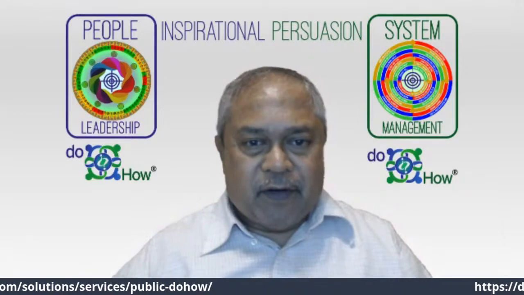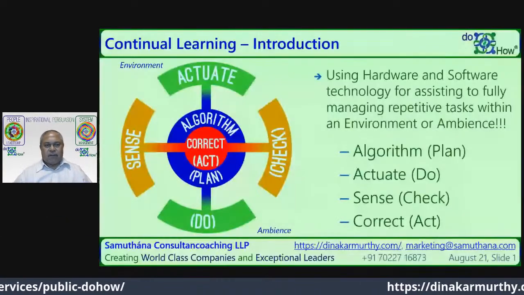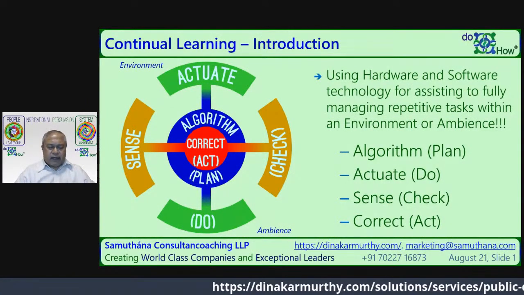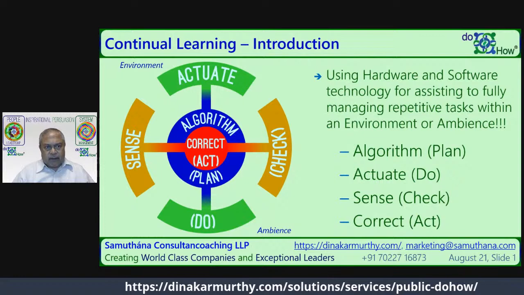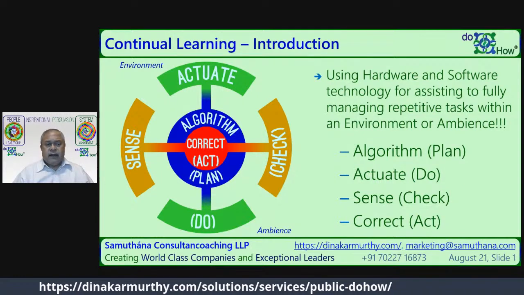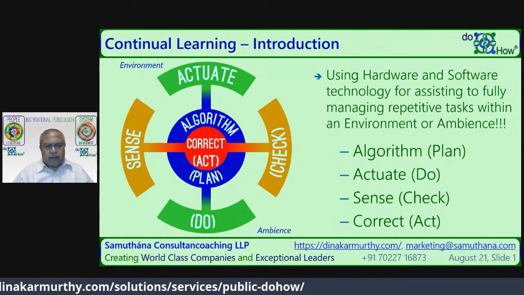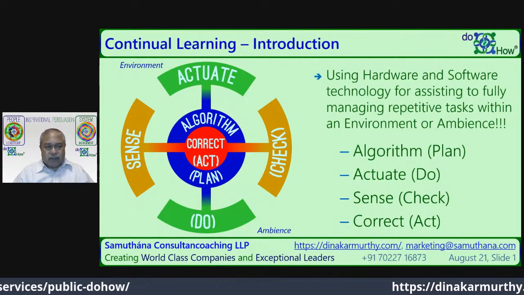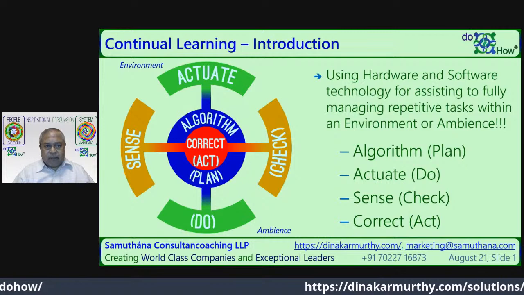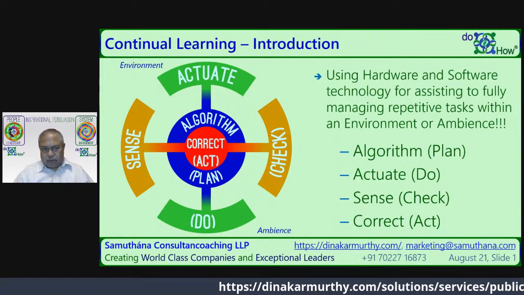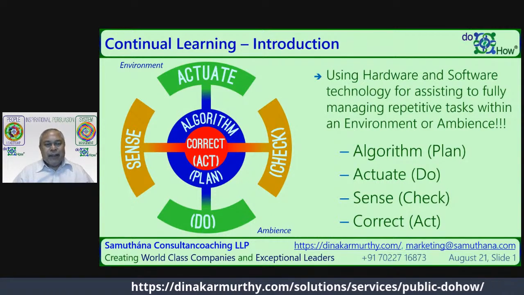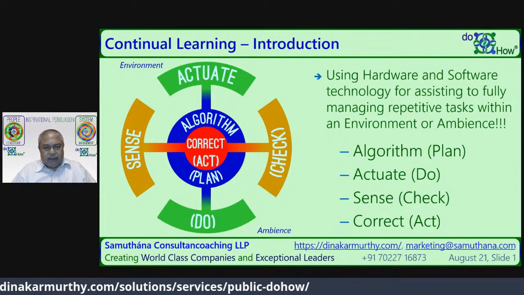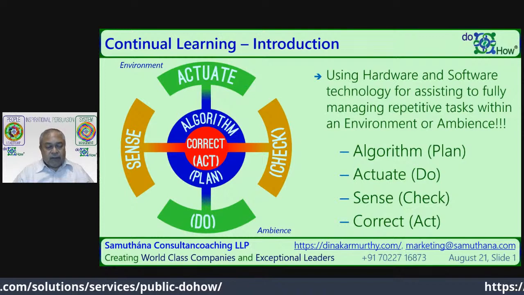So with that very brief introduction, let me directly jump into the topic of the day. I've been talking about continual learning. Continual learning means that you are creating a learning organization, a concept which was introduced by Peter Senge a long time back, based on the PDCA, which was introduced and propagated by Deming almost decades ago. In this control cycle, there are four phases which are extremely important. First is to have an algorithm, which I call the plan.